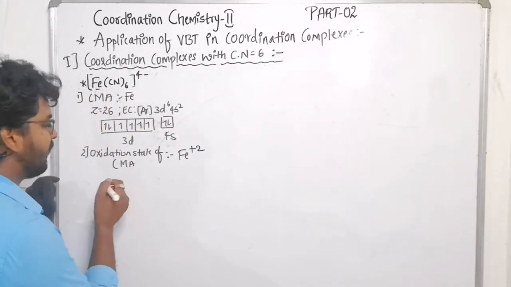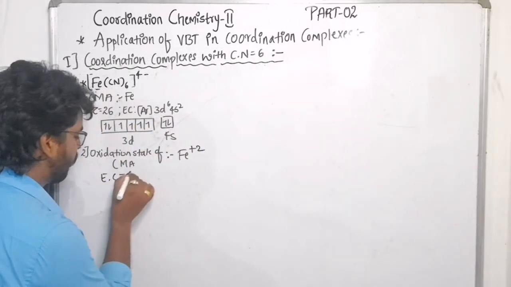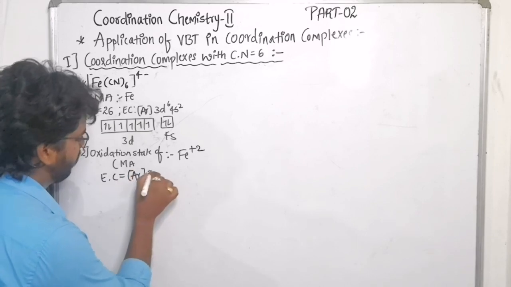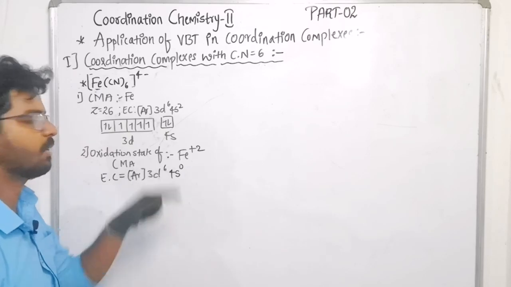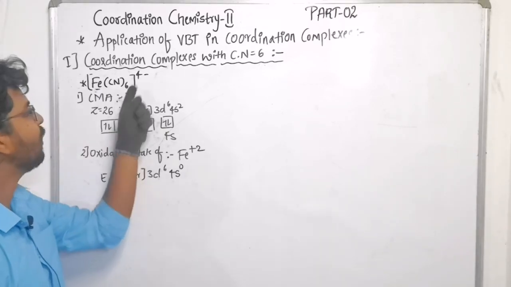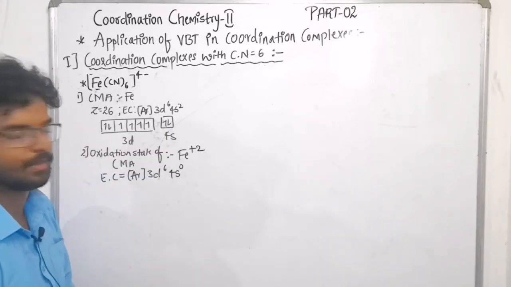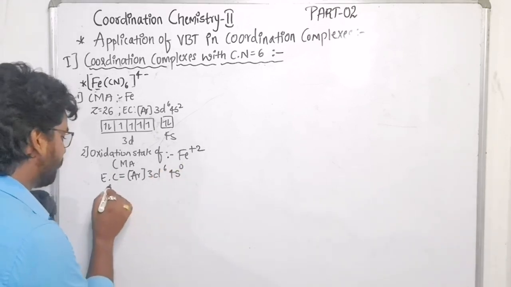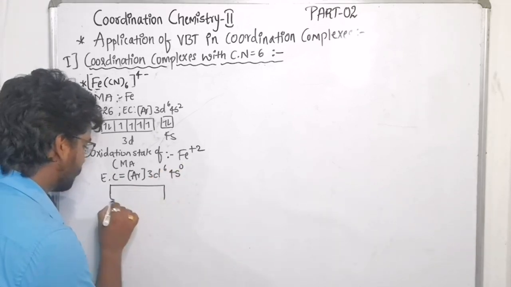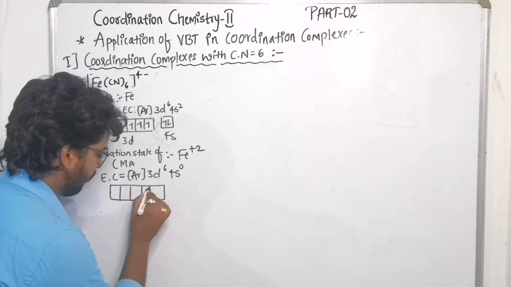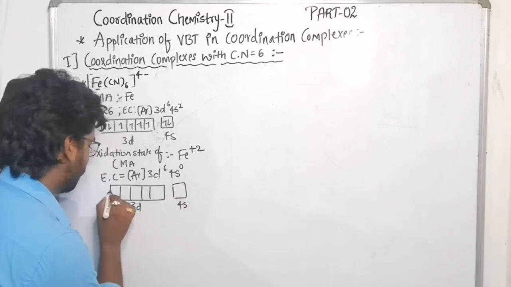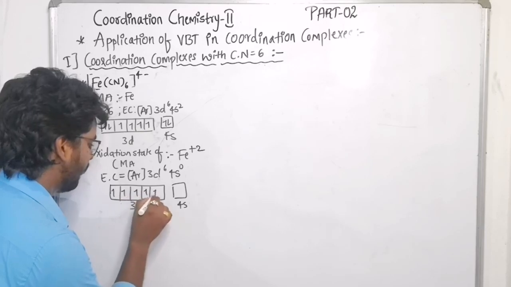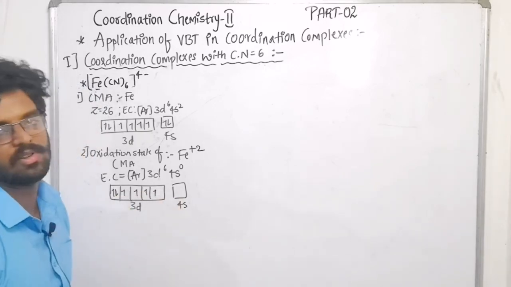Now the electronic configuration is Argon 3d6. It has lost 2 electrons from the s orbital in order to form the complex with 6 CN minus ligands, so 3d6 4s0. If you represent it diagrammatically, this is the 4s and this is the 3d. It has 6 electrons: 1, 2, 3, 4, 5 and 6. No electrons are present in 4s.